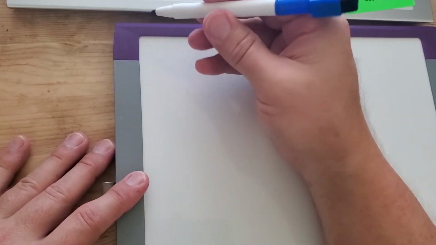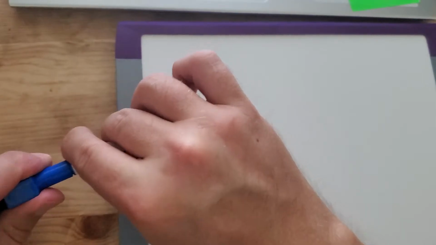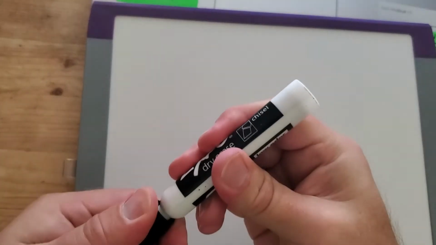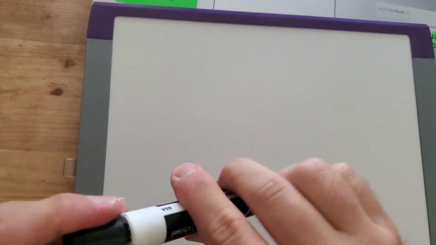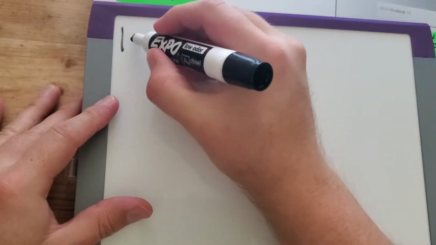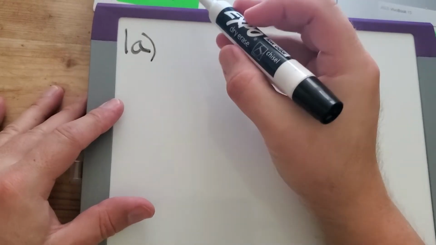I run into is that the pen doesn't work. Let me pause. All right, we're gonna see how this big boy does. I don't know. All right, so 1A. Let's see if I can make this work.